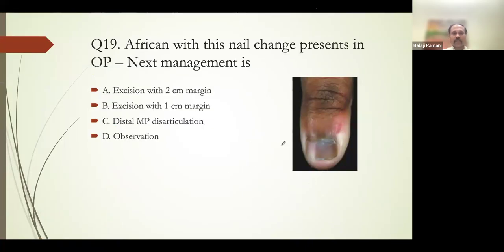What is this? This is an African with a nail change as described. What is the next excision? You got a melanotic lesion here. Will you plan for an excision with a 1 centimeter margin, or an MP joint disarticulation? Or will you excise with a 2 centimeter margin? What is the surgery that you will plan for this patient?